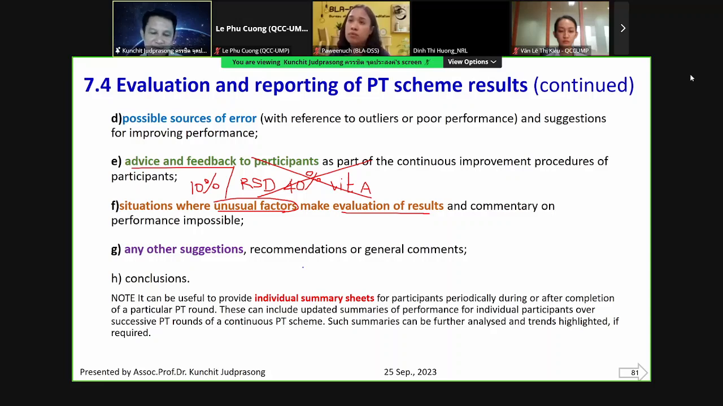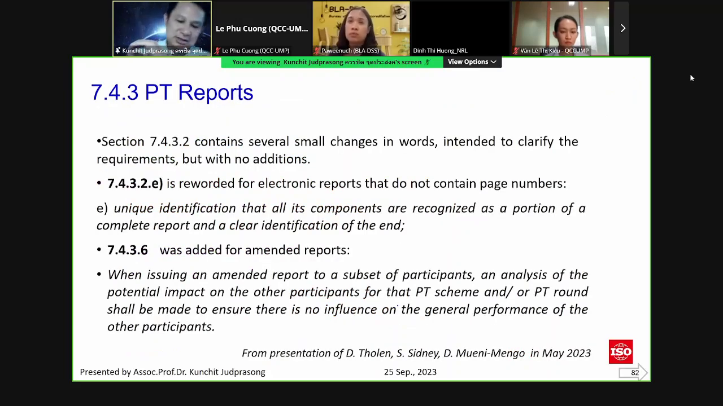So this is one way that we show you, which is close to the interim report that provides an individual summary sheet for the participant, so after they submit, they know where they are in this step. You can see more detail on this part. Okay, on 7.4.3 on the PT report.